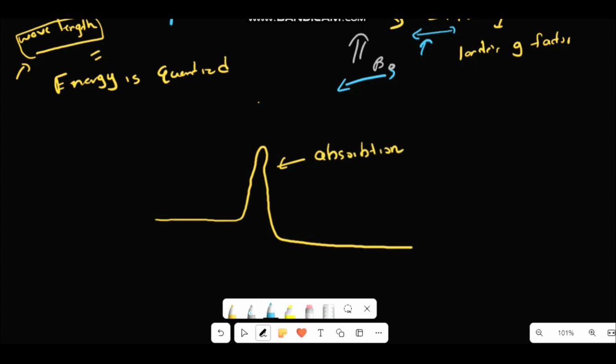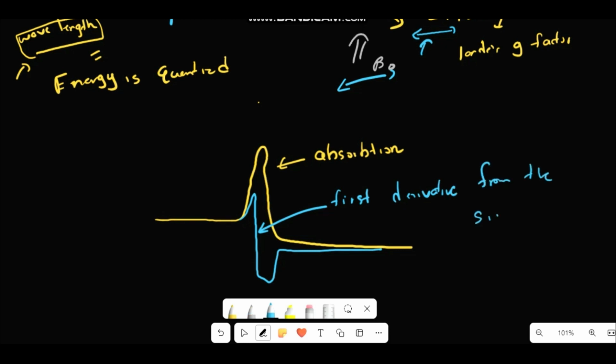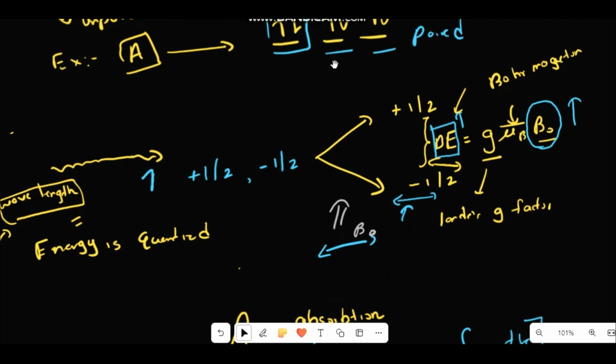But for the calculations we are going to take the first derivative of this peak, which is like this one. This is the first derivative. Why we are taking the first derivative is that it contains more details. We will talk about that in the next videos. So what you need to understand is the technique. This is the technique we are using here in EPR spectroscopy.